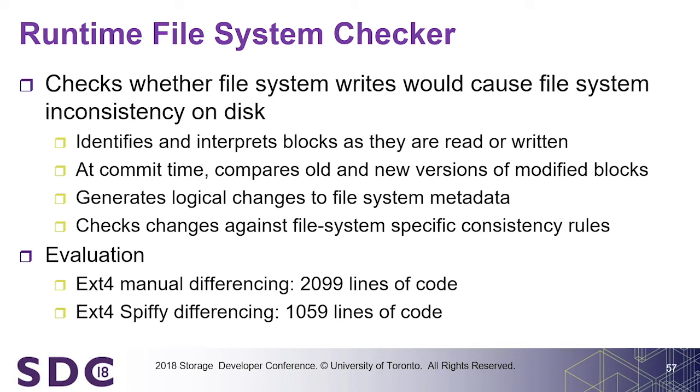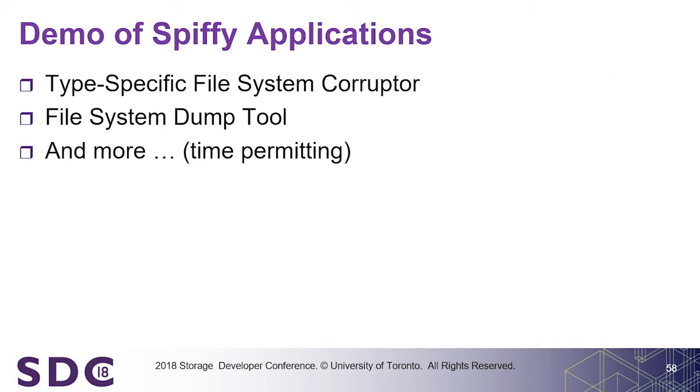We wrote two versions of the runtime checker for ext4. Our manually written version requires 2,099 lines of code, whereas with Spiffy, the lines of code is reduced by half to just 1,059 lines of code. And we are exploring further improvement to Spiffy to reduce this number even more. Okay, so now I will do a short demo of, yes, okay, questions.